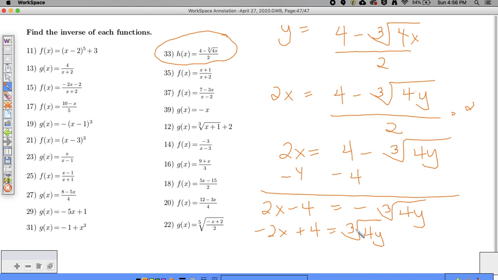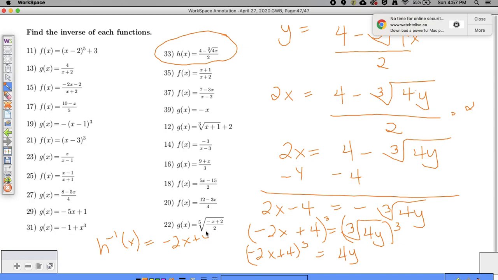Now, to undo the cube root, we have to do what to both sides? You guessed it, we have to cube both sides. Cubey, right? So now the cube root of something cubed just leaves us with 4y is equal to, and now we have negative 2x plus 4 cubed. And now to finish it off, we're just going to divide both sides by 4. And now we have the inverse, which I'm going to call h inverse of x because I'm crazy, right? It's going to be negative 2x plus 4 to the third power divided by 4.